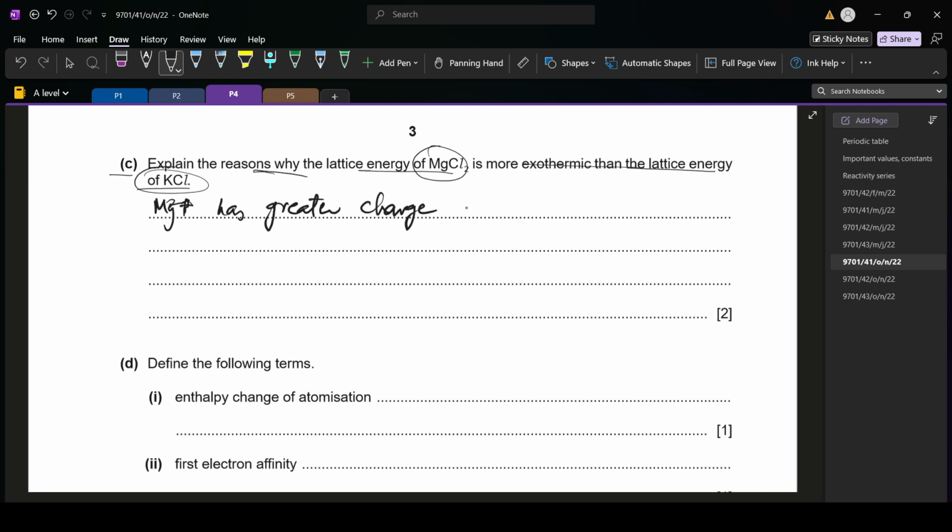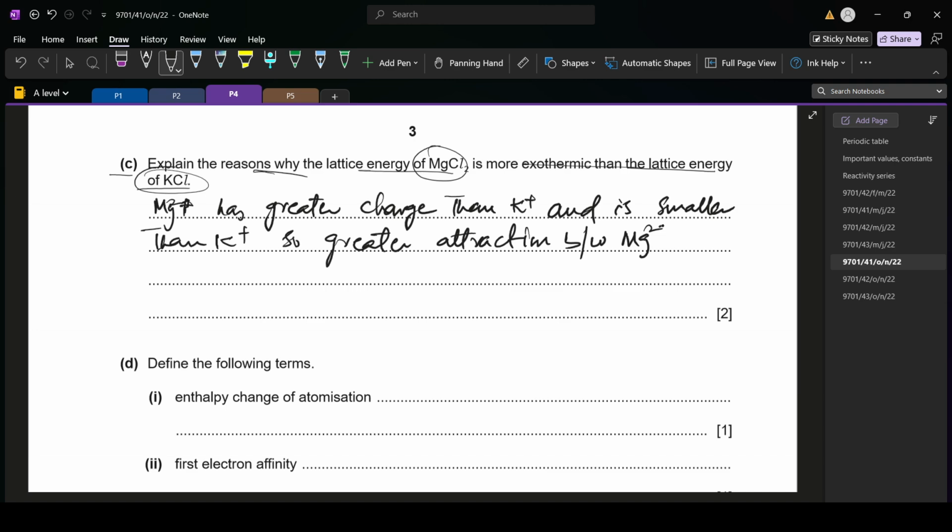Okay, you can write that it has a greater charge than potassium and is smaller than K plus. So there are greater attractions between magnesium 2+ and Cl- chloride ions. Yes, you can write this.